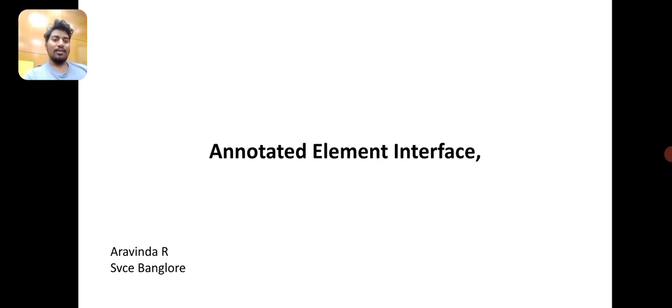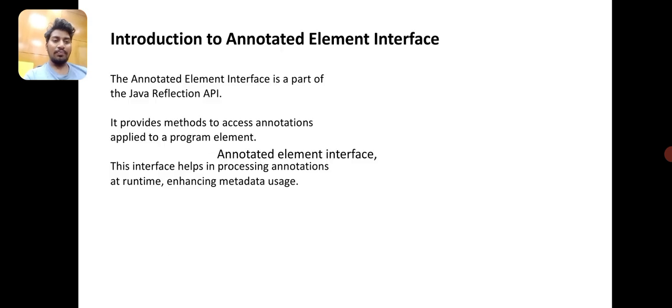Today we are going to discuss the AnnotatedElement interface. Introduction to the AnnotatedElement interface. The AnnotatedElement interface is a part of the Java Reflection API. It provides methods to access annotations applied to a program element. This interface helps in processing annotations at runtime, enhancing metadata usage.